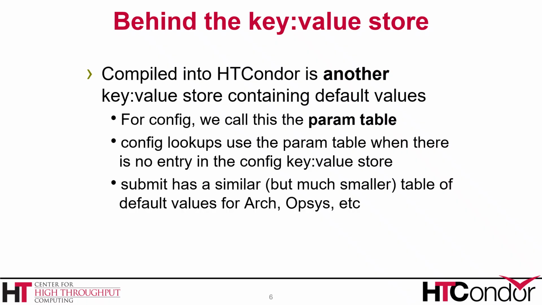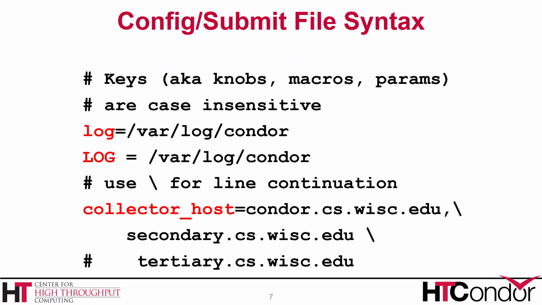Now, behind the key value store in memory is a separate key value store that's in the program memory of all the daemons, and this contains the defaults. We often call this informally the param table. So this is the way in which, if a configuration value is not specified, a default value can be specified for it by the system. Here's an example of what a config file might look like. This should be familiar to everyone here.